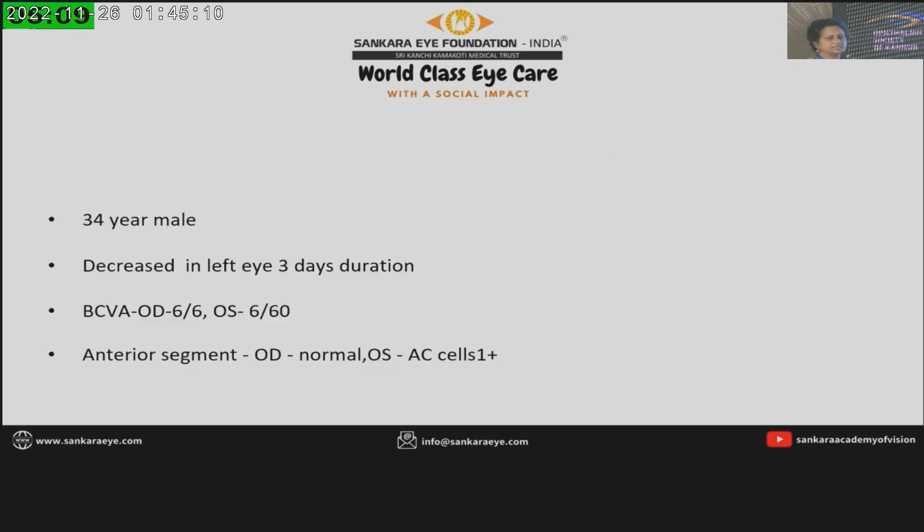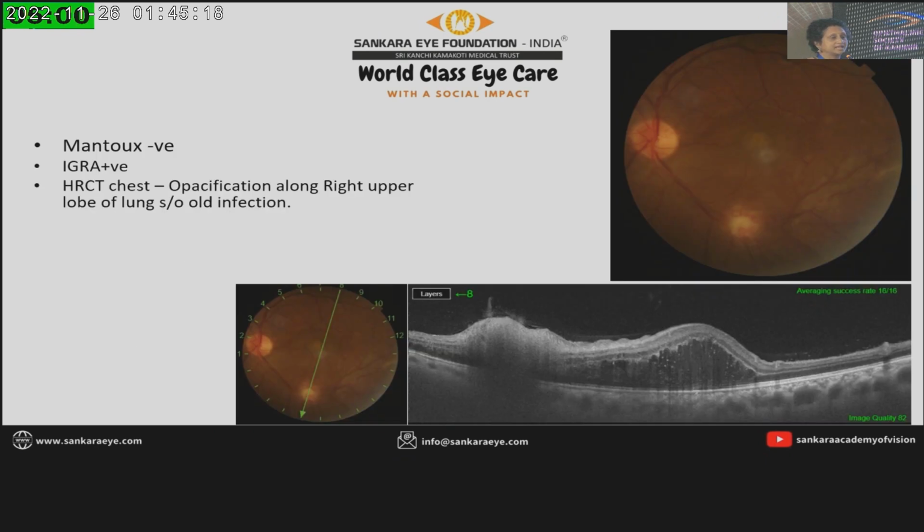Here is another case, a 34-year-old male with decreased vision in the left eye, 6/60. The anterior segment showed 1+ AC cells. You can see a granuloma along the inferior quadrant, and there was cystoid macular edema. On investigation, his Mantoux was negative, but IGRA was positive, and HRCT showed opacification in the right upper lobe, suggestive of an old infection.